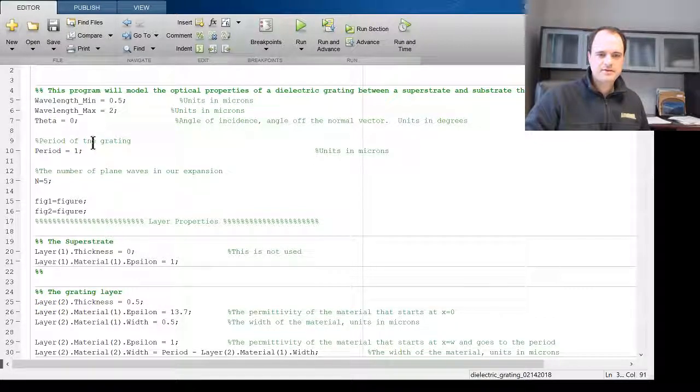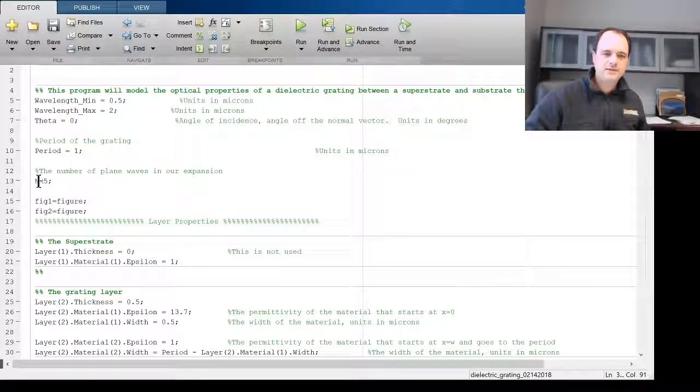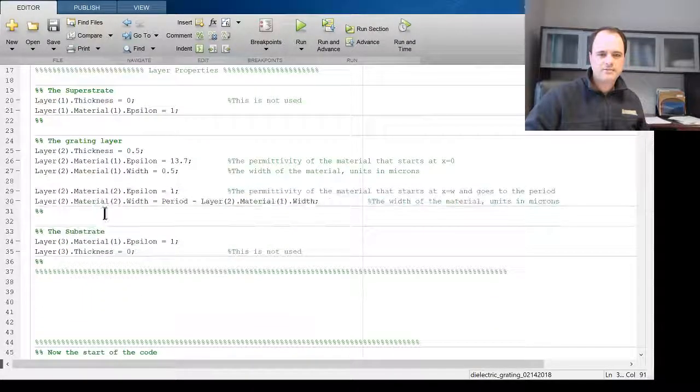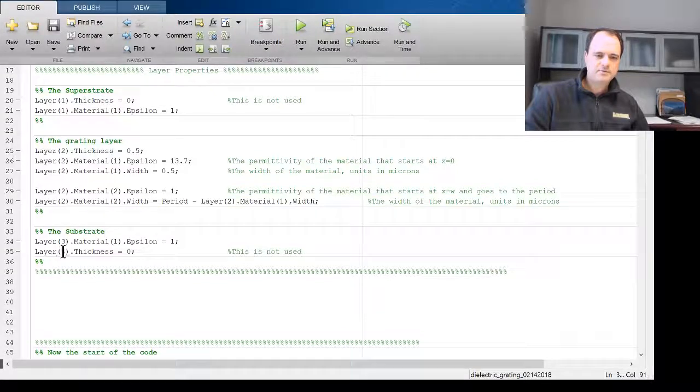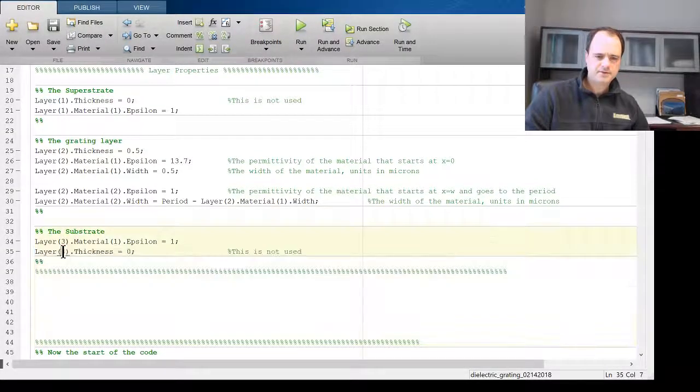Define the wavelength. Define the period of the grating. The number of waves in our expansion. This is the same capital N as in the theory, as in the notes. We create two figures. We define the structure. The thickness of the superstrate doesn't matter, so we set that to 0. It's not used. Likewise, the substrate thickness isn't used either. We set that to 0.